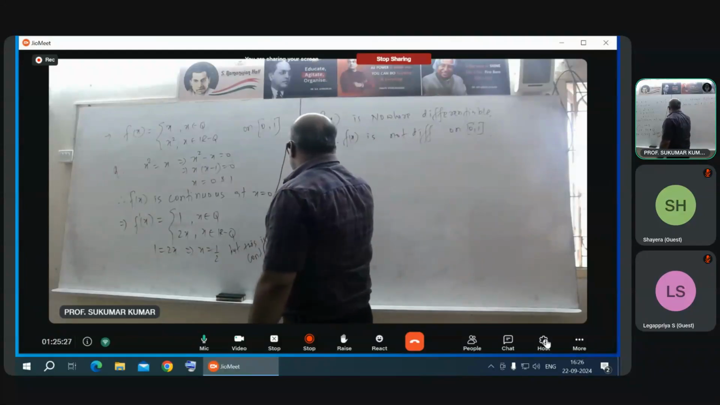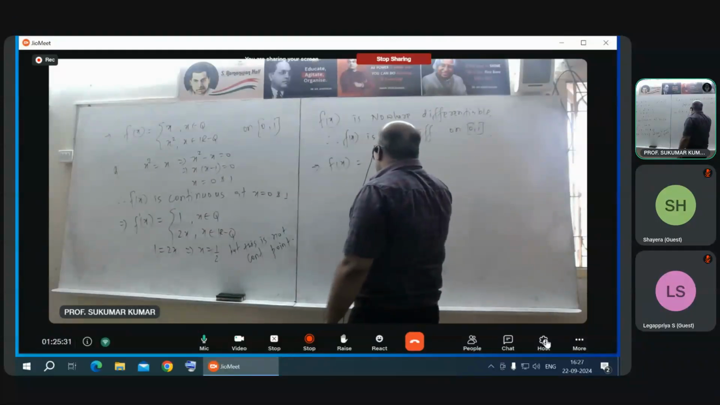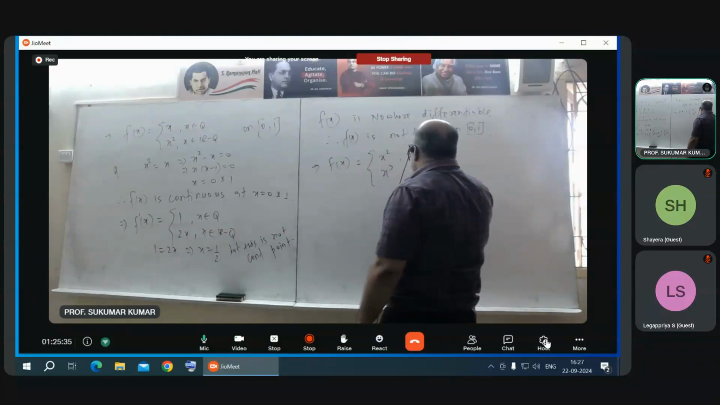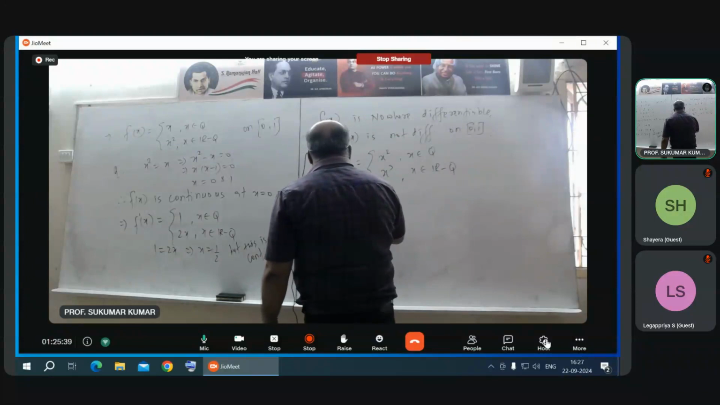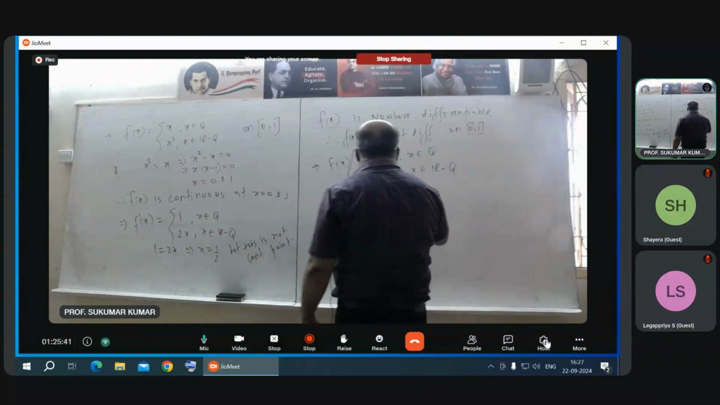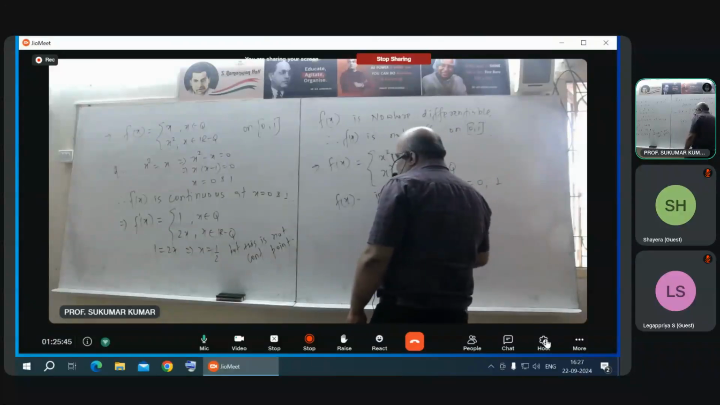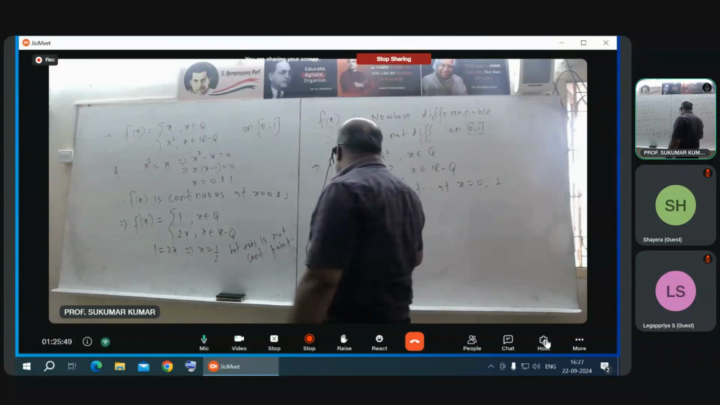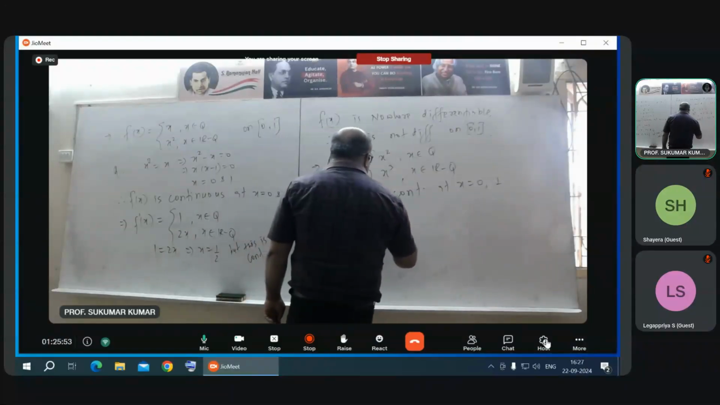Suppose I choose f of x equal to x square and x cube; I increased the power of x by one. And here also the function will be continuous. The function is continuous at x equal to 0 and 1. Okay. Derivative we will do: f dash x is 2x and here 3x square.